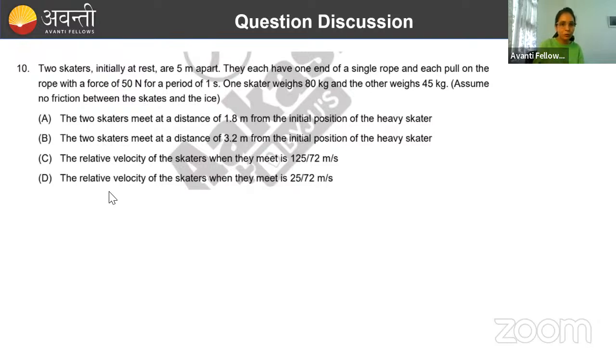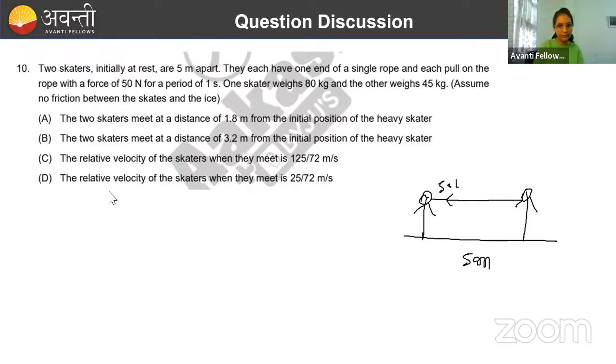Question ये है कि हमारे पास दो स्केटर हैं, ठीक है? This person first skater है और this person second skater है. इनके बीच में क्या है? एक रस्सी है जिसको इन दोनों ने पकड़ के रखा है. इनके बीच का सेपरेशन क्या है? 5 मीटर. Now they each have one end of a single rope and each pull on the rope with a force of 50 Newton. ये दोनों फोर्स कितनी फोर्स से रोप को खींच रहे हैं? 50 न्यूटन से. यानी कि ये 50 न्यूटन से खींच रहा है, ये भी 50 न्यूटन से खींच रहा है.